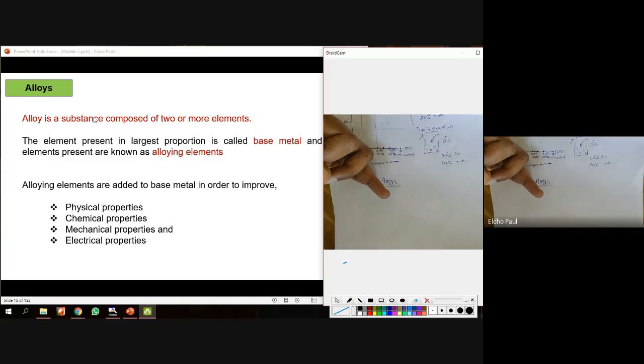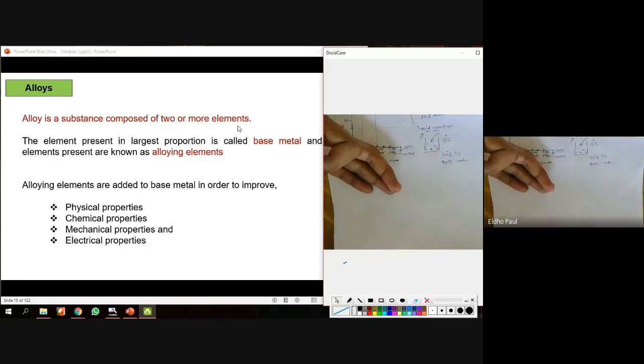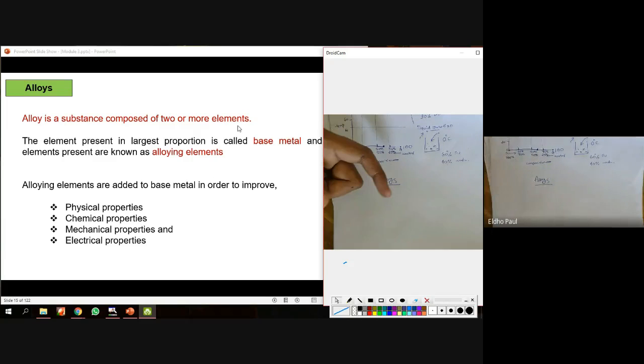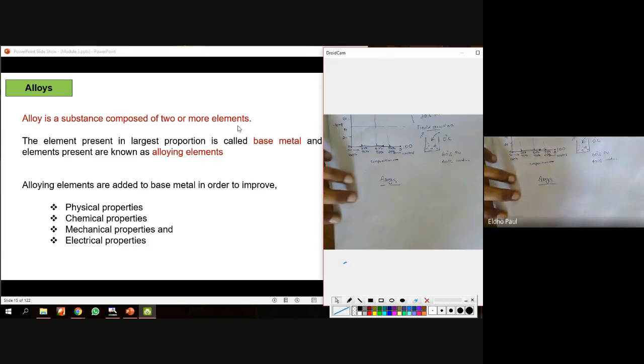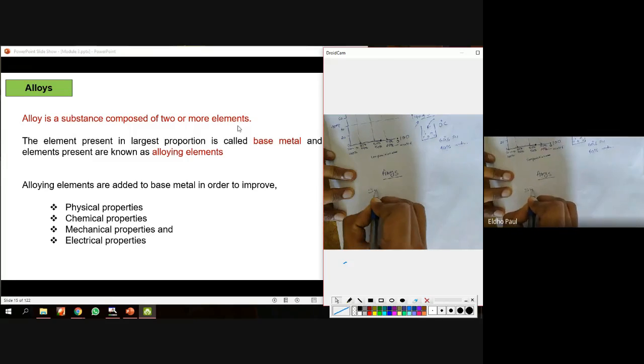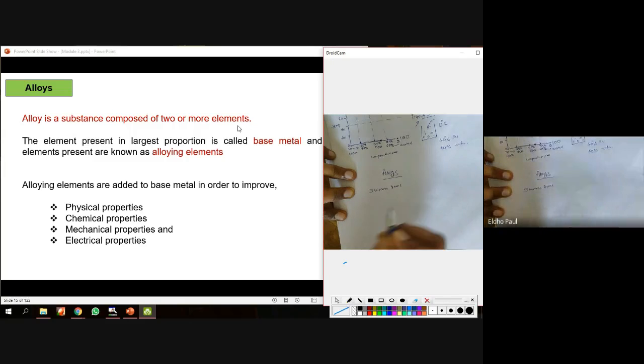But the alloy can be formed with two or more elements. So, for example, in case of three elements, if an alloy is formed with the three elements, then one element will be a solvent and the remaining elements will be solutes. For example, in case of stainless steel, that is an alloy. In that, commonly we use three elements.